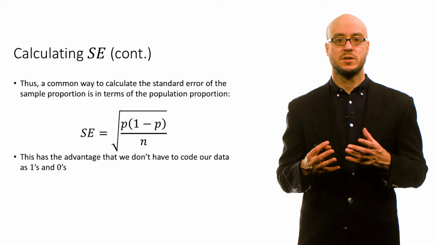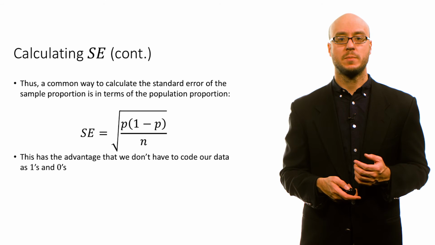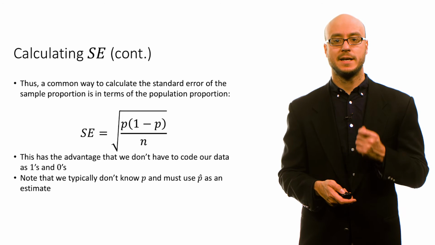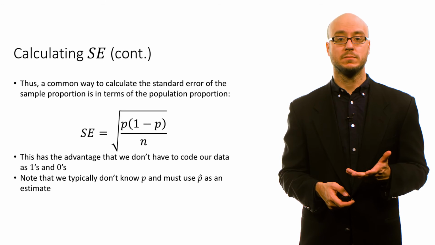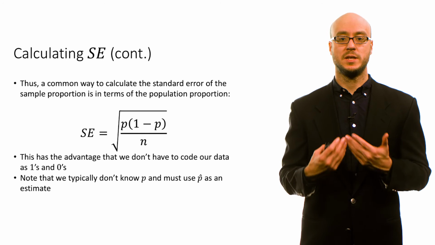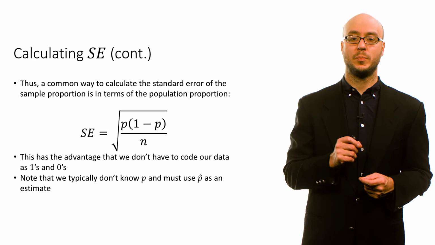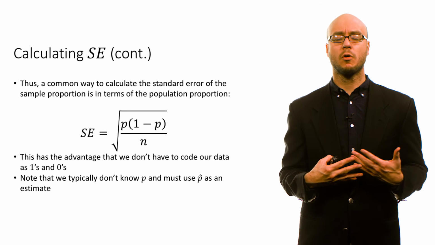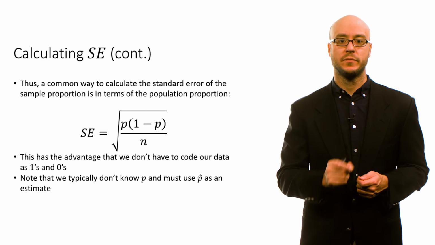The advantage of this approach is that we can just work with that proportion. Again, keep in mind that we don't always know p. That's why we're conducting inference. p is the proportion in the population. So typically we use p hat as an estimate for p, in a similar way that, as before, we would use the sample standard deviation s as a point estimate for sigma, the population standard deviation. So just to recap, this is typically how we calculate the standard error for a proportion.